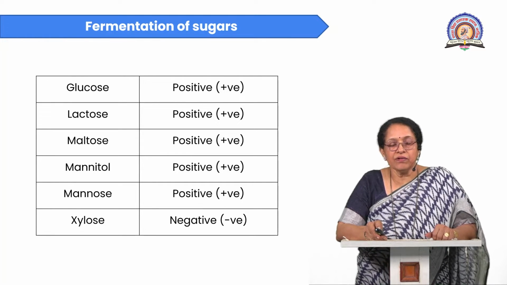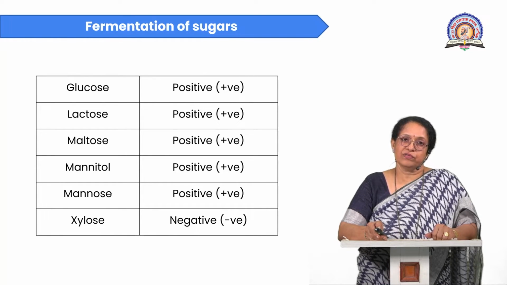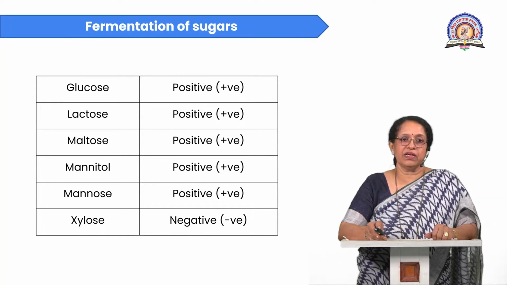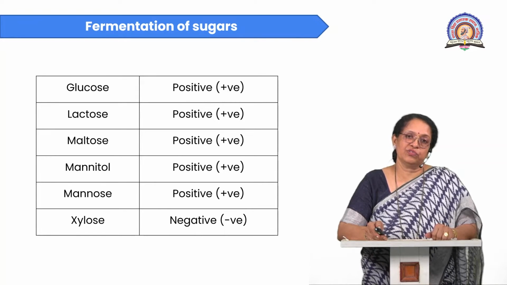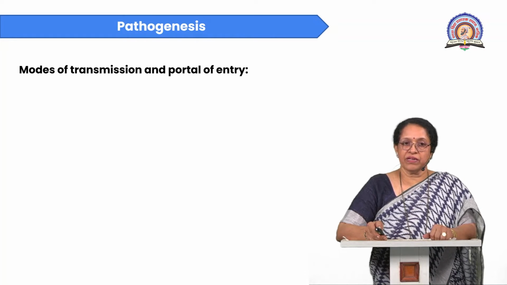When you allow them to grow on sugars like glucose, there is acid production. In lactose, there is slightly late utilization, but it is utilized by the microorganism. Maltose is positive, mannitol is always positive, mannose positive, but they are unable to utilize sugars like xylose. This is all about biochemical characteristics.